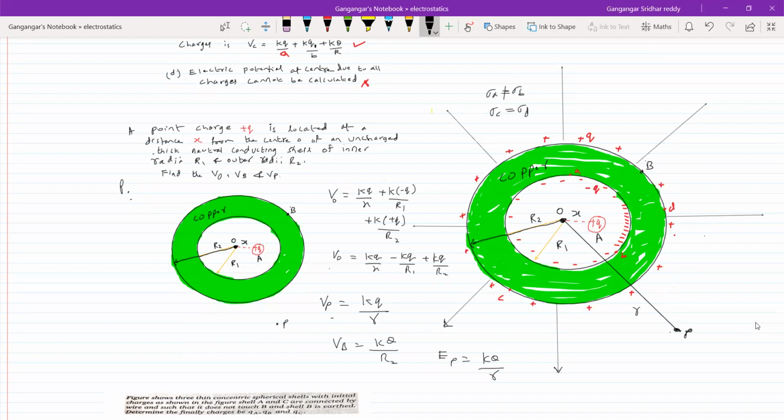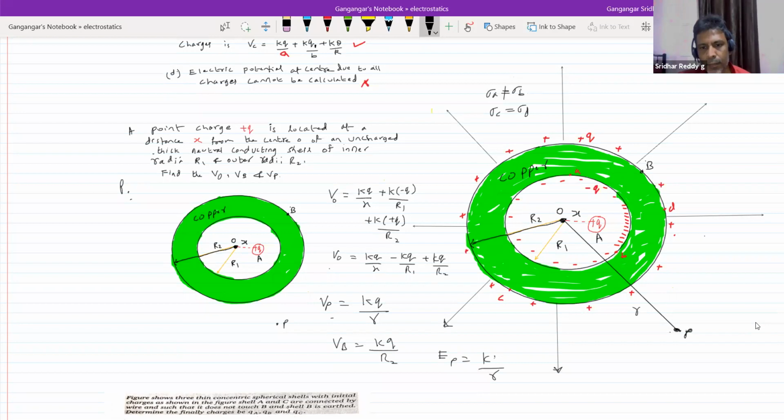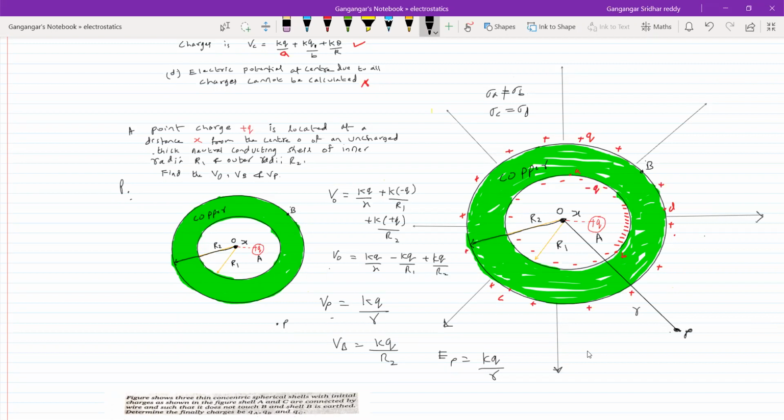Sir, what is capital Q? So I wrote capital Q, small q only it should be. Symbol, yeah. Small q we took. KQ by R square. R square, yeah.